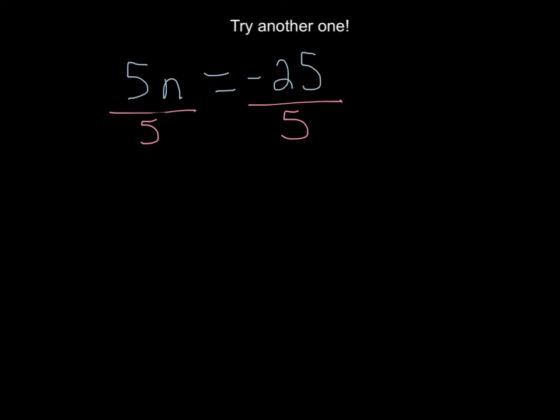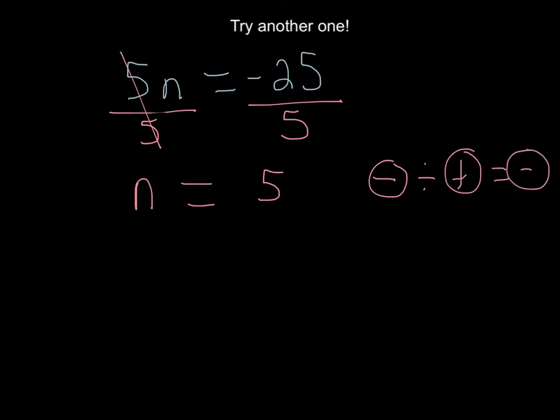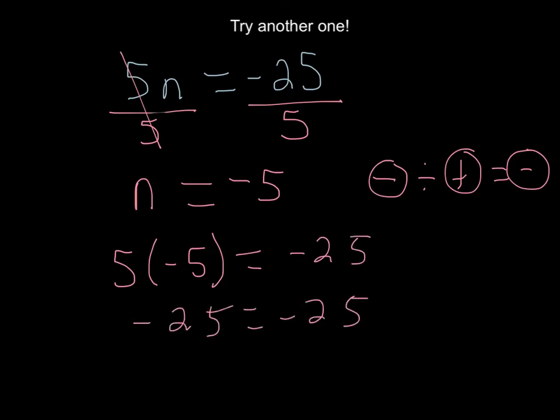Now we're actually going to do the work. When we look at it, 5 divided by 5 just gives us 1. So we can put n there because now it's on its own. And negative 25 divided by 5, well, we know that's 5. And a negative divided by a positive, different signs, means we're going to get a negative. So our answer is negative 5. Now we're going to check our work. 5 times negative 5 equals negative 25. Negative 25 equals negative 25. So there's your method 2.